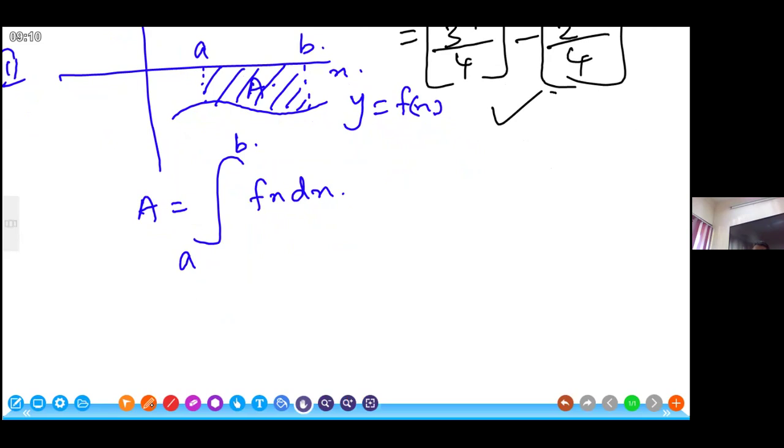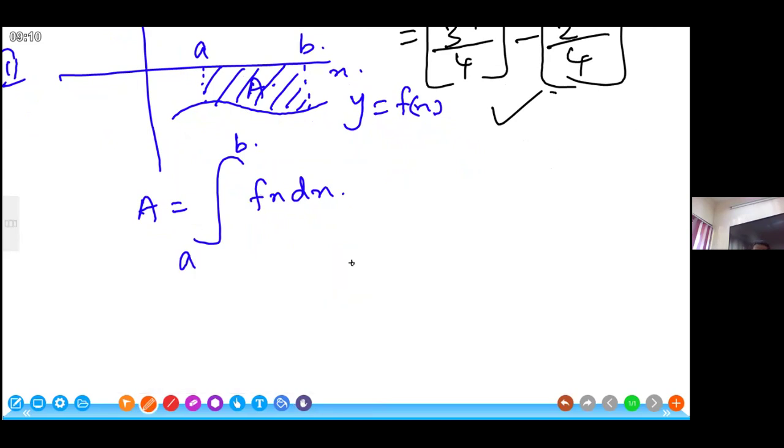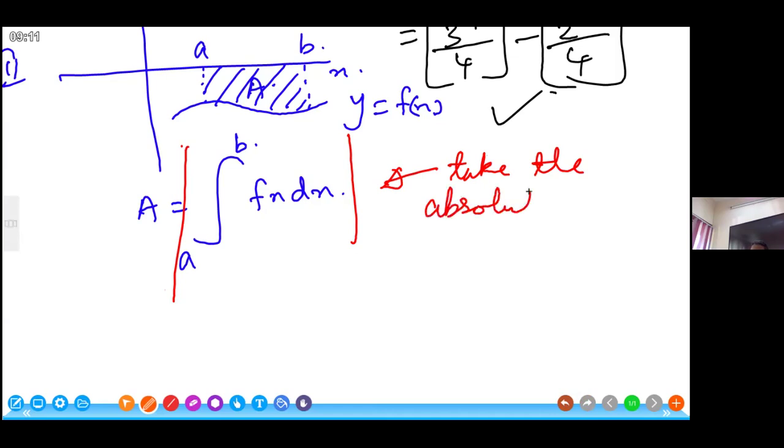So what you need to do is get the absolute value. Can you remember we spoke about absolute value? Take the absolute value of this, because you will get a minus value. Area cannot be minus, so you'll have to take the absolute value.